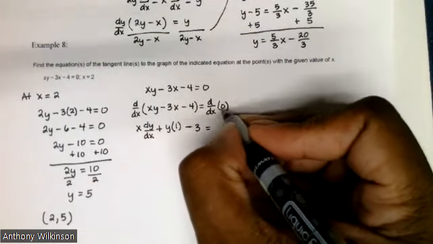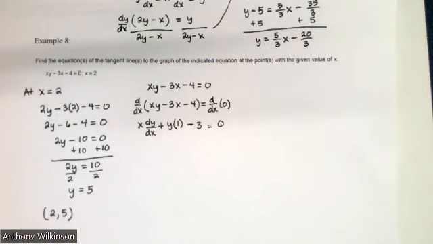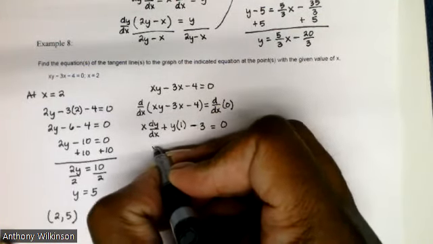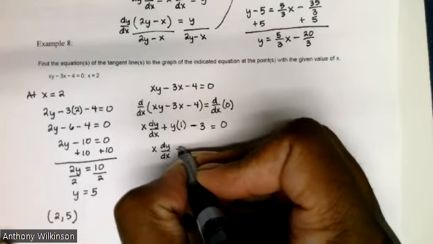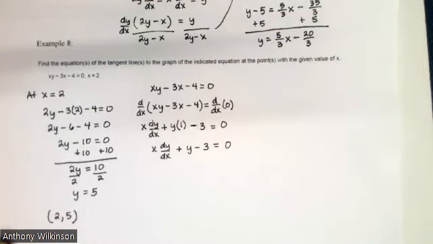And then equals, the derivative of 0 is 0. Okay, now y times 1 will just be y. So I have x dy/dx plus y minus 3 is equal to 0. And now I need to get the dy/dx by itself.